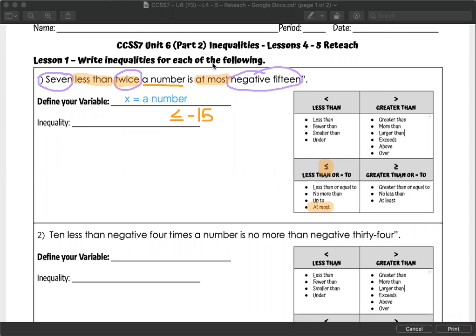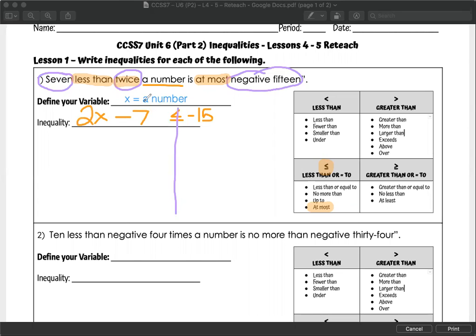7 less than. Let's remember that 7 less than does not mean 7 minus. Less than means that it comes after. So I immediately write that I'm subtracting 7 from something. What am I subtracting it from? Twice a number, which just means 2 times x, or 2x. Now that we have our inequality written out, we can solve.